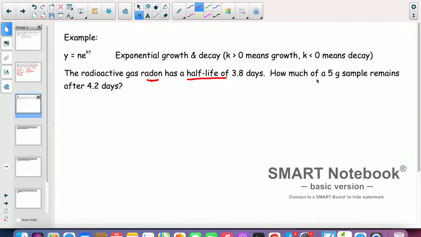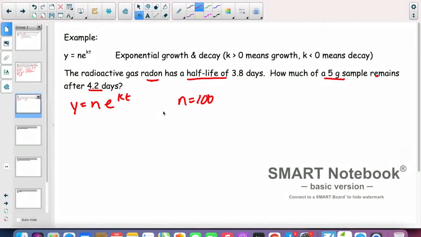So it says how much of a 5-gram sample remains after 4.2 days. Well, we have to first figure out what the k value is for this situation. So what I'm going to do, I'm going to write my formula, and I'm going to suppose that I start with N equals 100. Now, you're going to have to figure out how much you want to start with. We don't use the 5 grams. That 5 grams is not our N at first. It will be in a few minutes, but we first have to figure out k.